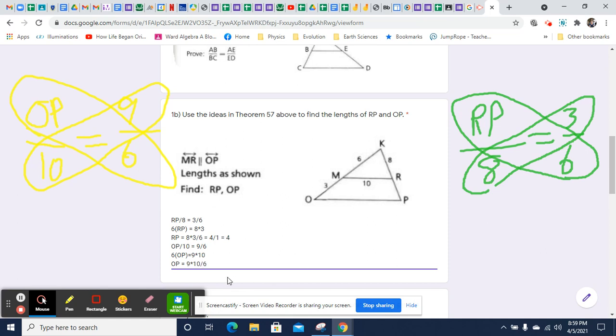I can factor a 2 out of the 10 and a 3 out of the 9, making the 6 become a 1. And so that will end up leaving me with a 3 left over from the 9 and a 5 left over from the 10. That's all over 1 now. So that's just 15. And that's what I predicted that OP would be.